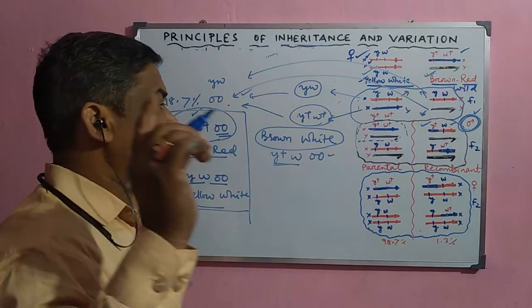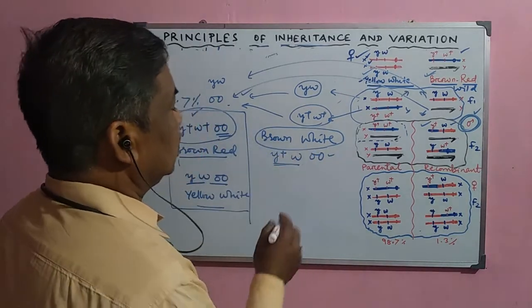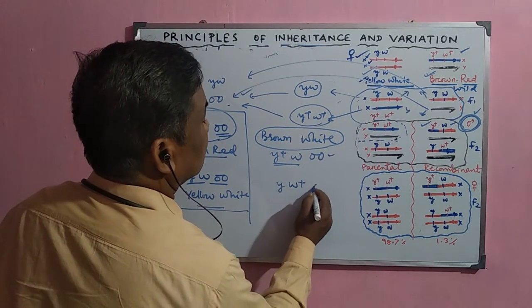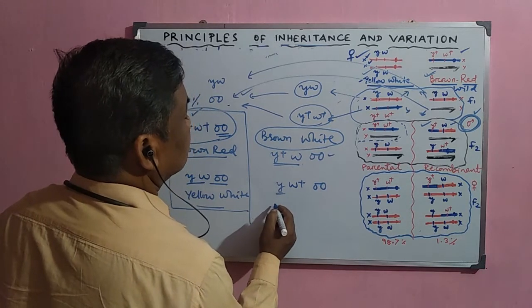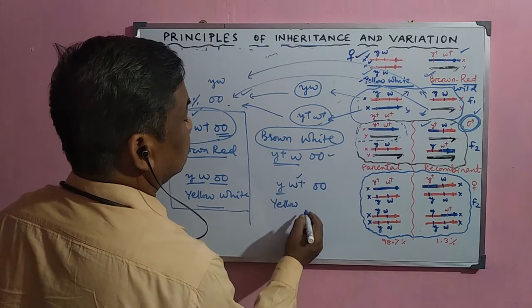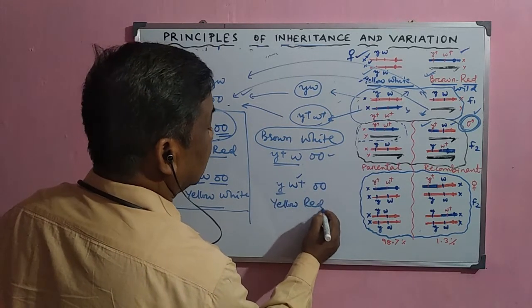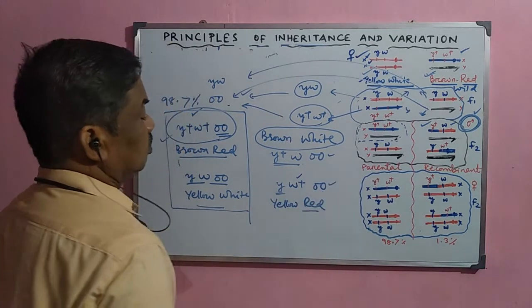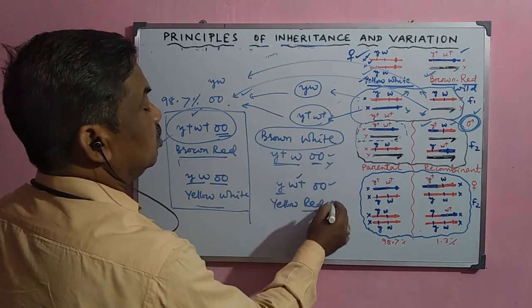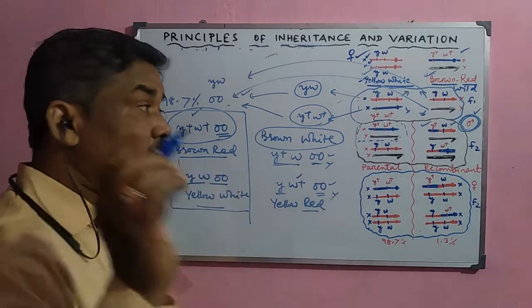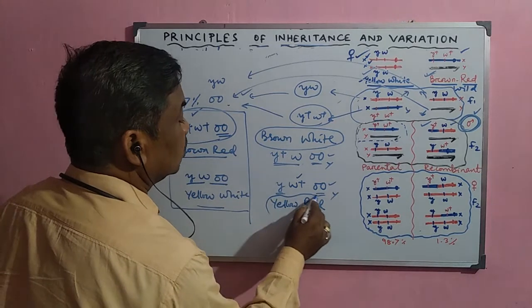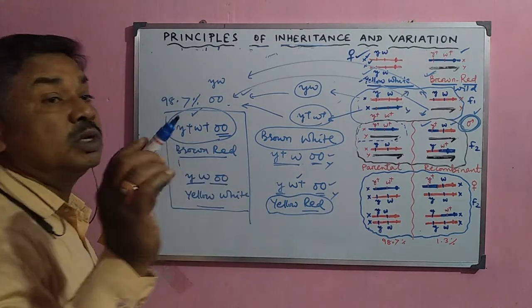It is not the pure type of the parent. Another variety he also found, that is Y W plus and 00 type. Y means yellow body color, and W plus means red eye color, and it is the Y chromosome, the male one. This 00 represents the Y chromosome, which does not contain any gene. Now these are the new combinations which were observed in the F2 generation.